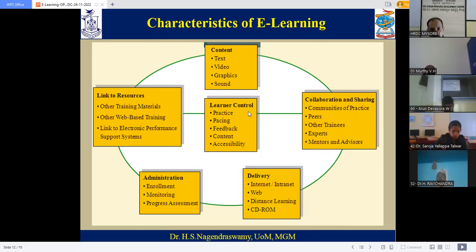So with this, learner control is also there, right? These are the supportive factors for an e-learning platform. As far as the learner is concerned, being learner-centric, there is practice, pacing, feedback, content, and accessibility. Practice means the learner can practice anytime, anywhere, without any barriers and any number of times.